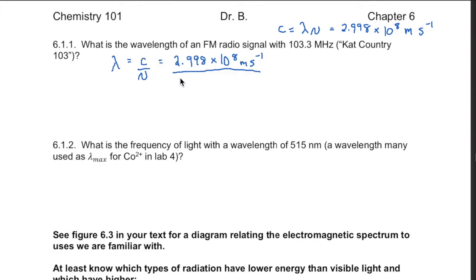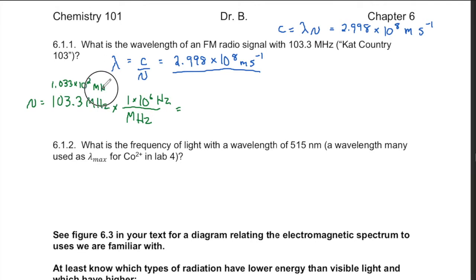Before I put the frequency down here, I'm going to get it into hertz instead of megahertz. So here we have 103.3 megahertz. I put this in scientific notation in case it makes it easier for some people to see. That's 1.033 times 10 to the 2 megahertz. And then a megahertz is 10 to the 6 hertz, which makes 1.033 times 10 to the 8th hertz.